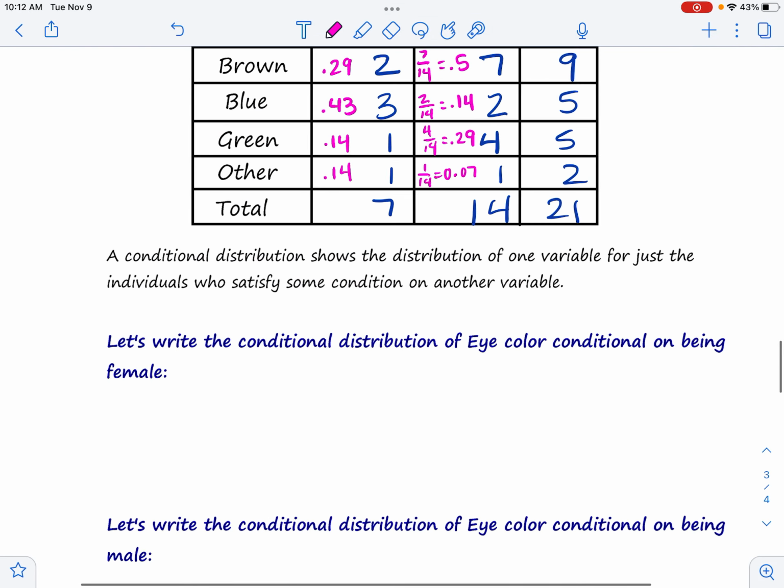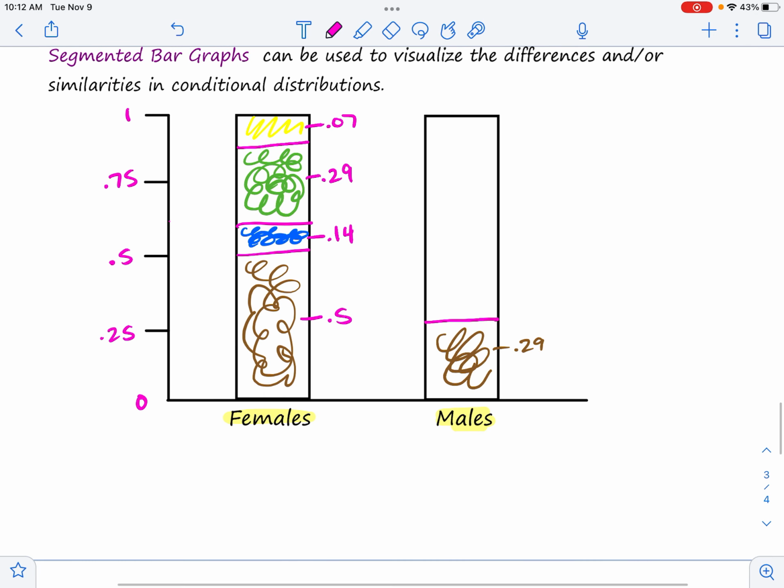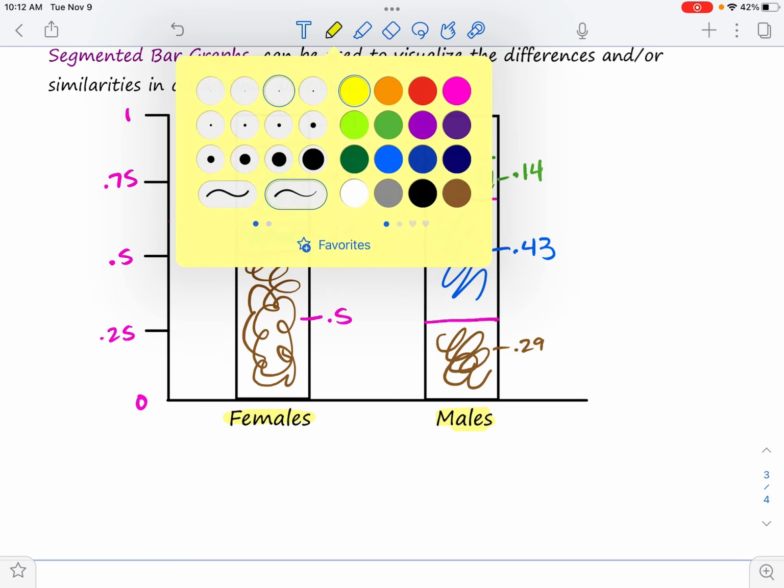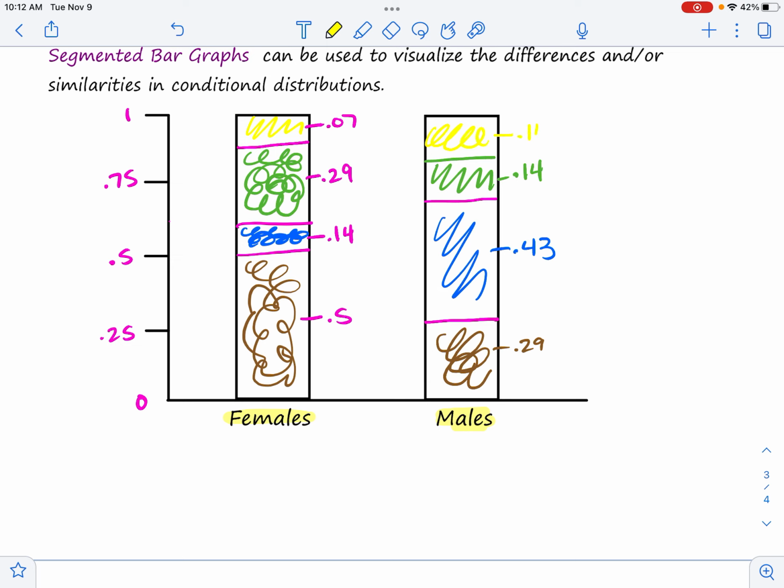Next, we've got blue. Blue is 0.43. It helps me if I add those two proportions together. That lets me know about how high. So 0.29 plus 0.43, I should be at about 0.72. So that's about here for blue. Then green was 0.14, and other was also 0.14.